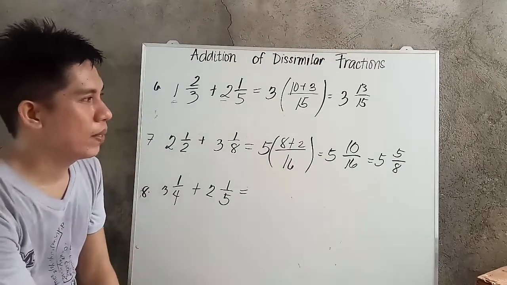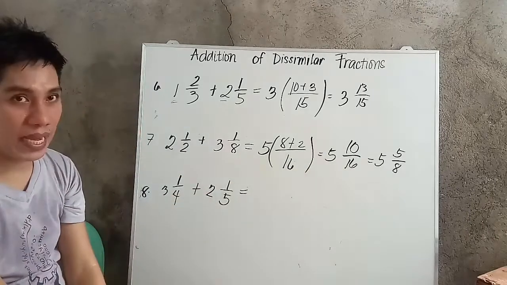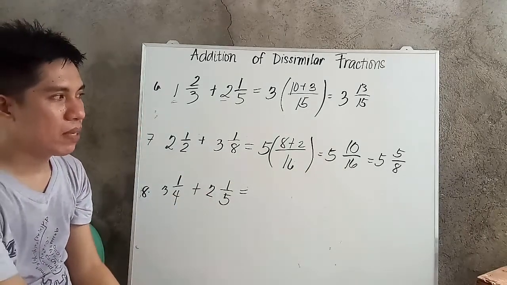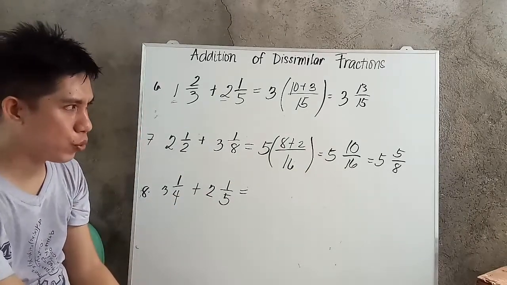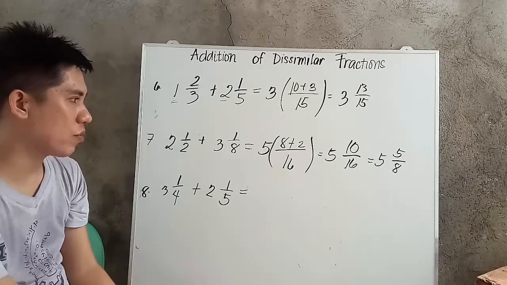We reduce 10 over 16 to 5 over 8 by simply dividing 10 by 2 and 16 by 2, since 2 is their common factor.